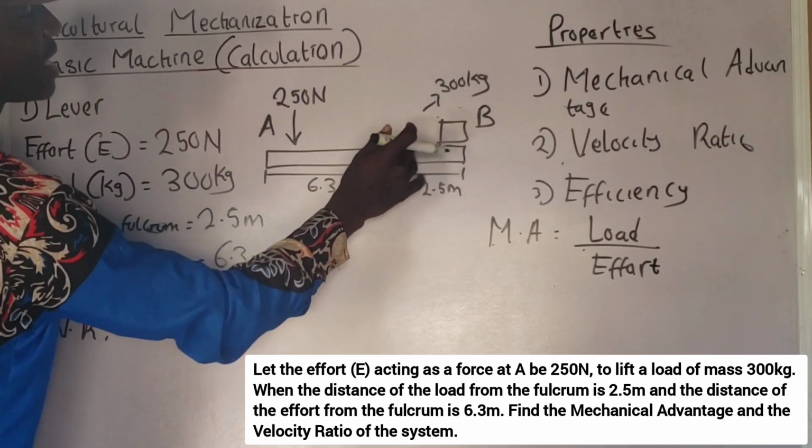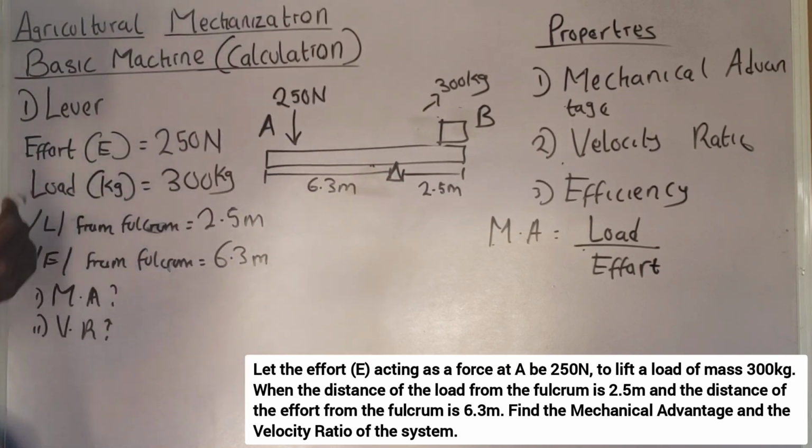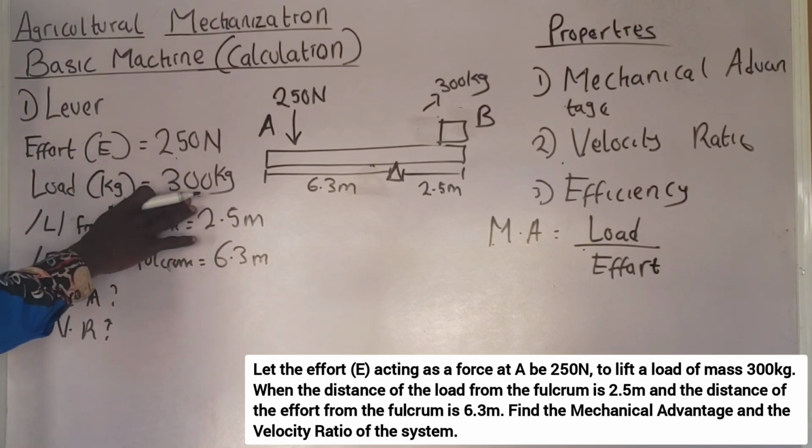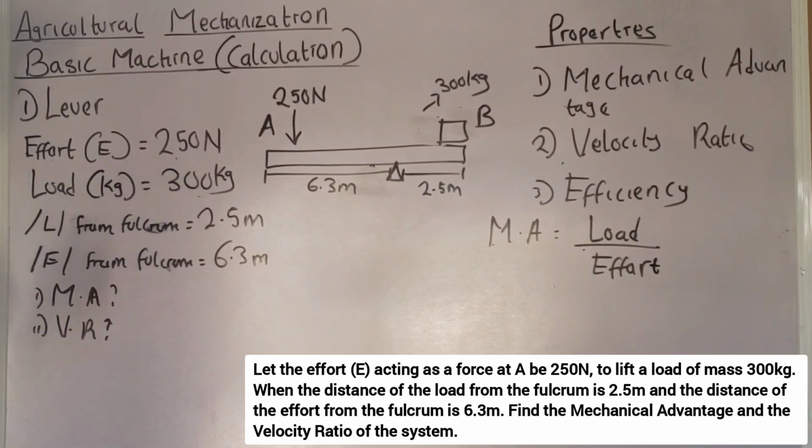The effort that is applied in an attempt to lift up this load is 250 newton. And the load that is to be lifted, the mass is 300 kilogram. So we can easily determine the mechanical advantage. The mechanical advantage is given by load over effort. Now the load is 300 kilogram and the effort is 250 newton. But we cannot use this load. We have to convert it to newton because it is in kilogram now. You have to change the load from kilogram to newton.